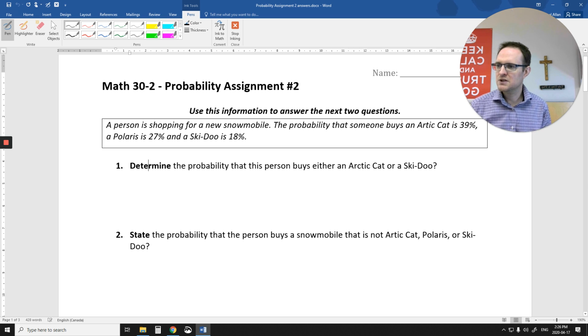Okay. So a person is shopping for a snowmobile. The probability that he'll buy an Arctic Cat is 39%. Polaris is 27%. And a Skidoo is 18%. What's the probability the person will buy either an Arctic Cat or a Skidoo?